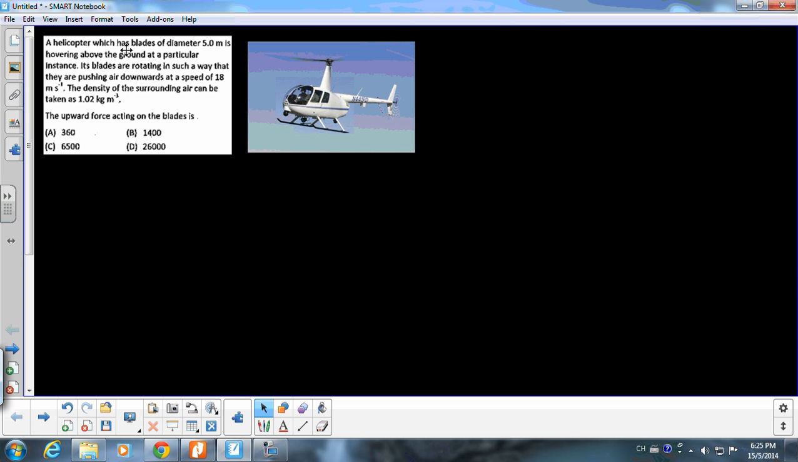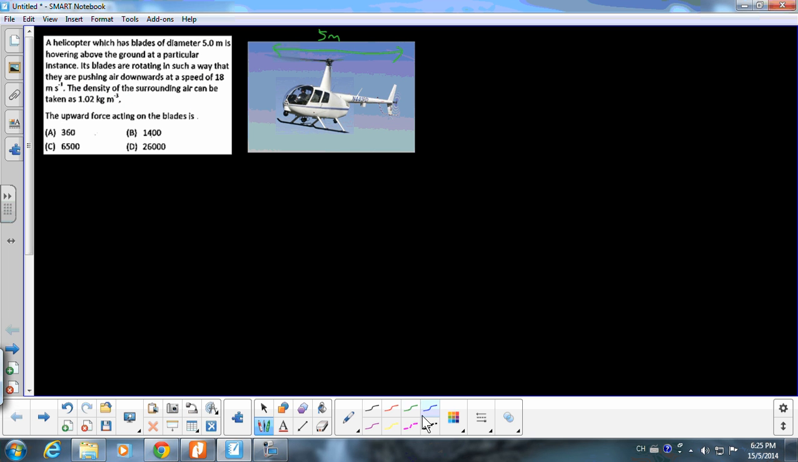Beside here there's a helicopter. There's the blades of diameter 5 meter. That means the diameter here, from here to here, the diameter is 5 meter. This helicopter is hovering above the ground at a particular instant. Its blades are rotating in such a way that they are pushing air downwards at a speed of 18 meter per second. The density of the air is 1.02 kilogram per meter cube.